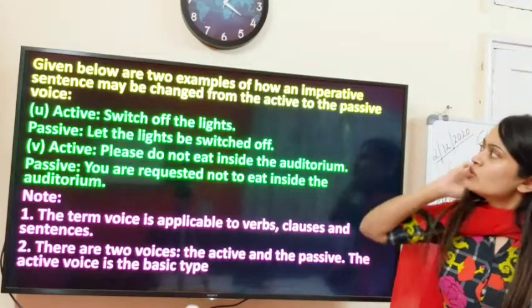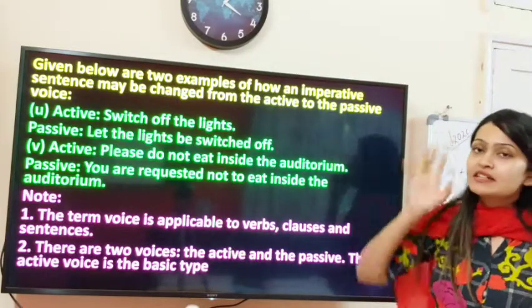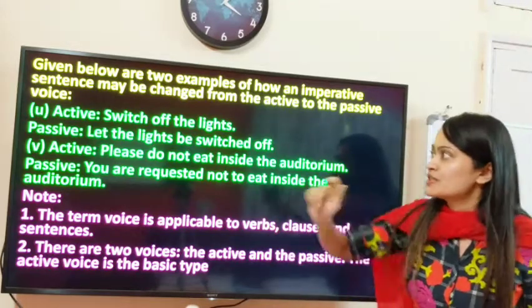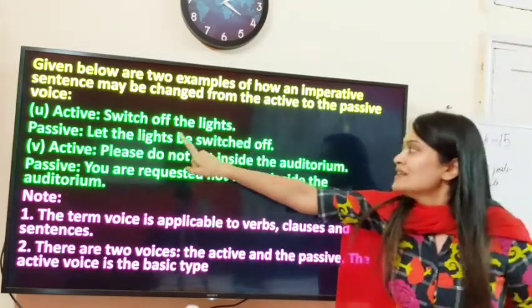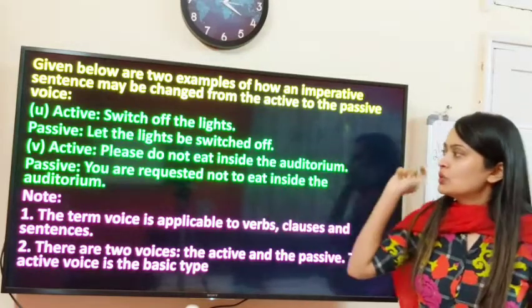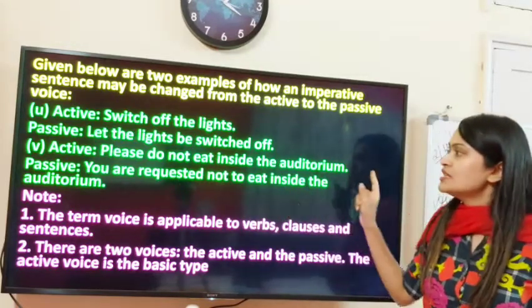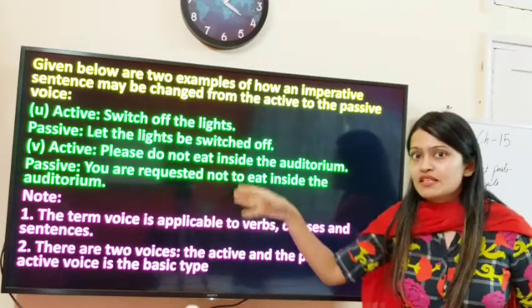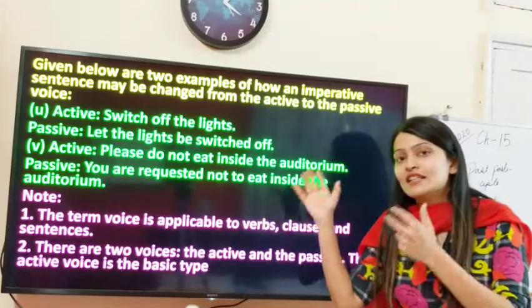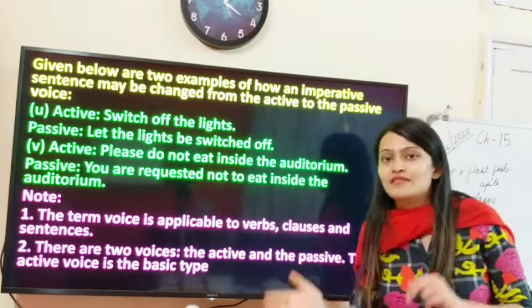Okay, now given below are two examples of how an imperative sentence is used, where no subject is mentioned, no doer is mentioned. Switch off the light. Let the lights be switched off. Please do not eat inside the auditorium. You are requested not to eat inside the auditorium. These are some exceptional cases where an imperative sentence is there. So you have to utilize it like this in making it into a passive voice.